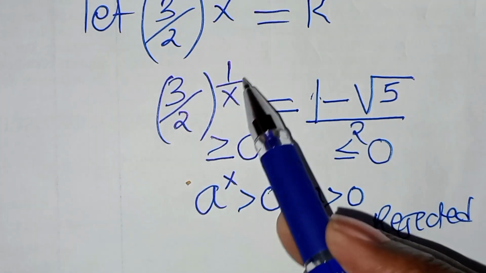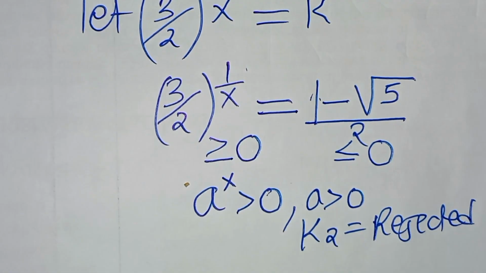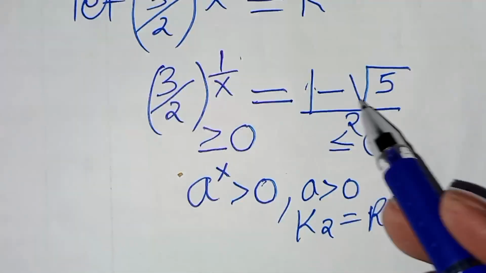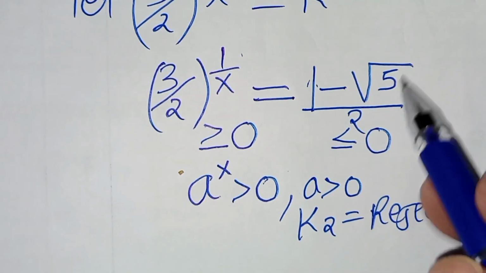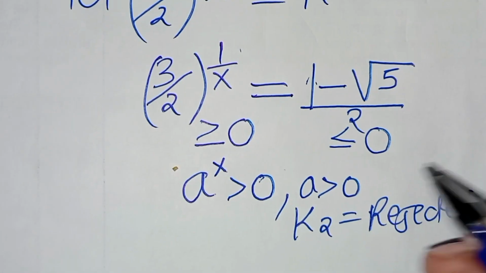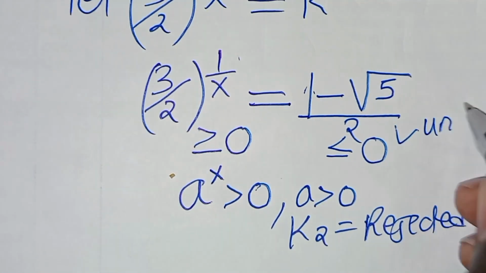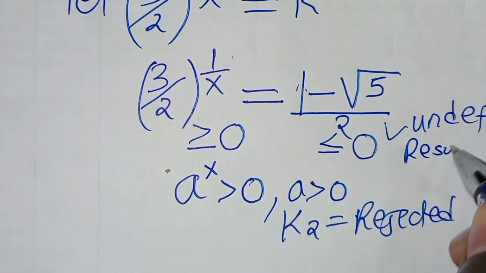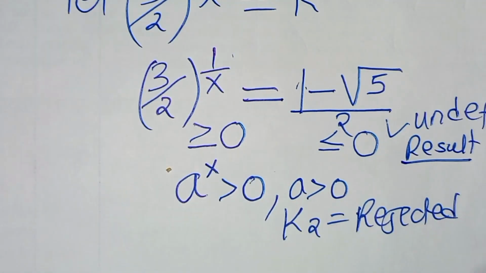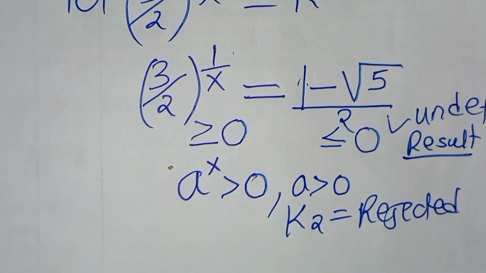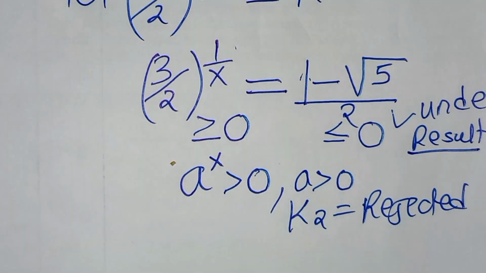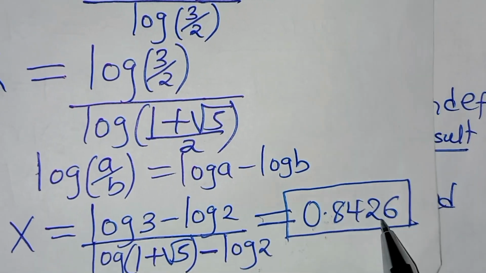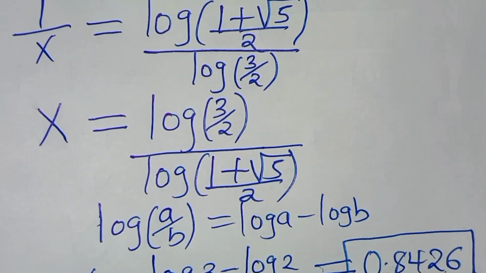Because if we introduce the logarithm here, we cannot determine the logarithm of (1 − √5)/2. This is simply because we'll have an undefined result. So in this case, we only have k1, and this has given us the value of x, which is equal to 0.8426.